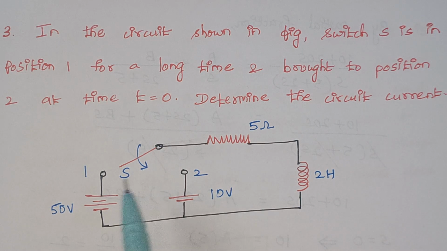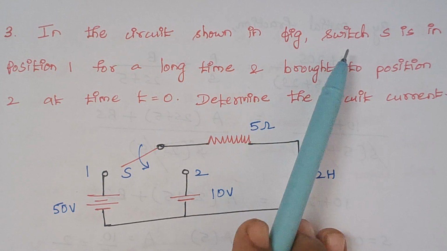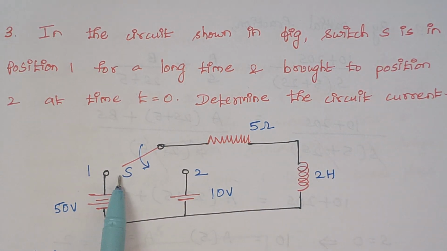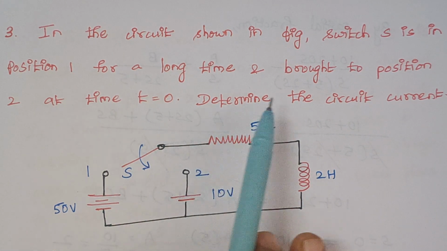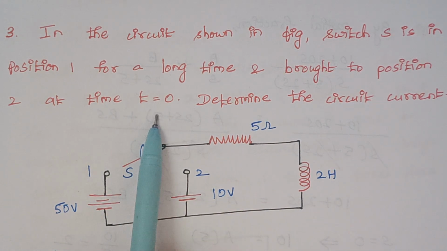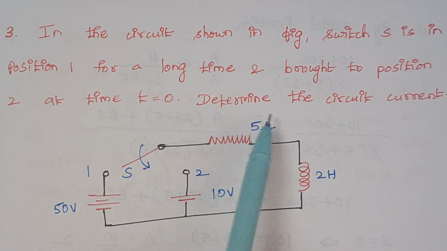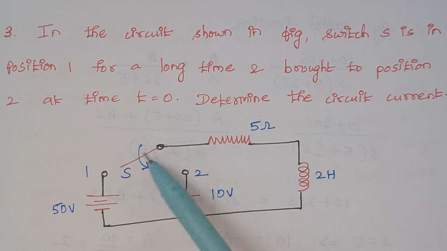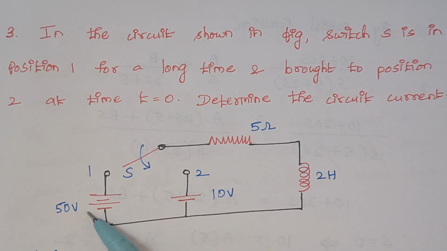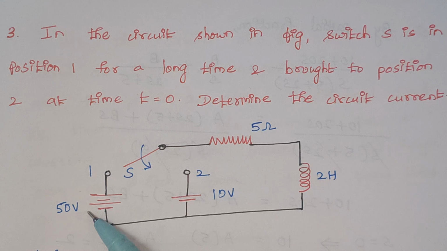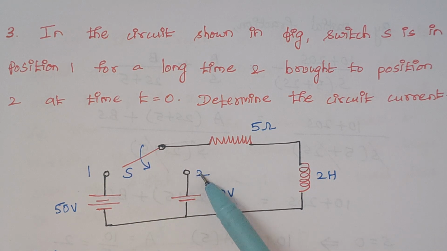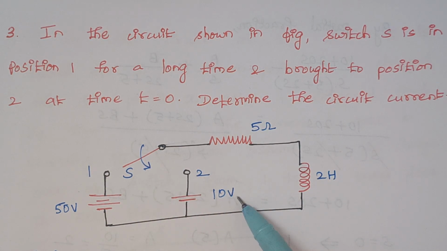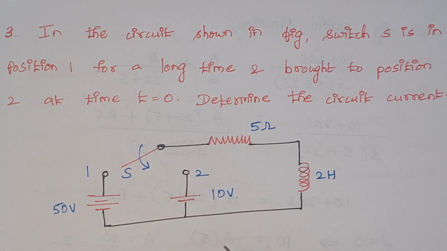The problem is, in the circuit shown in figure, switch S is in position 1 for a long time and brought to position 2 at time t equal to 0. So determine the circuit current. Here we have two voltage sources. Initially the switch is connected to a 50 volt source for a long time and then it is brought to the 10 volt source at t equal to 0. Here again we have to find the circuit current.